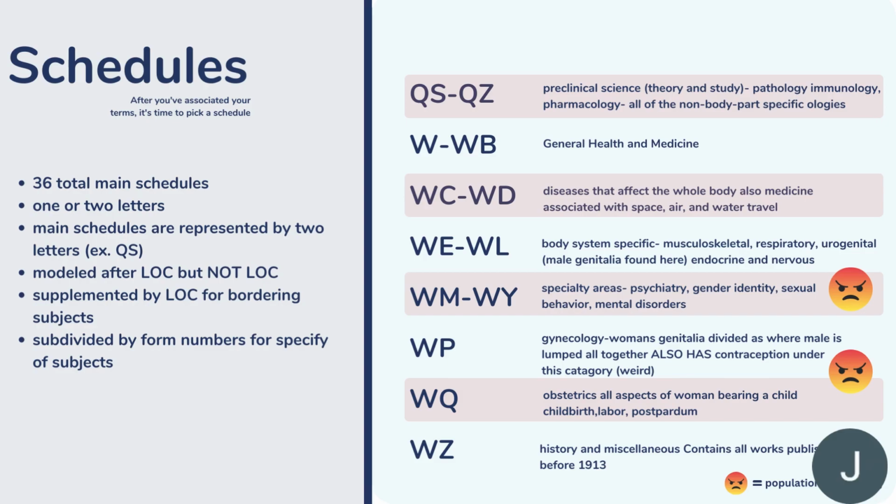The main groups in NLM classification are called schedules. They are represented by one or two letters, specifically QS through QZ and W to WZ. These schedules are modeled after the Library of Congress classification system, but they are not that system. That way, the NLM can be as expansive as it needs to be and also be supplemented by the LCCS for subjects that border between medicine and another subject.